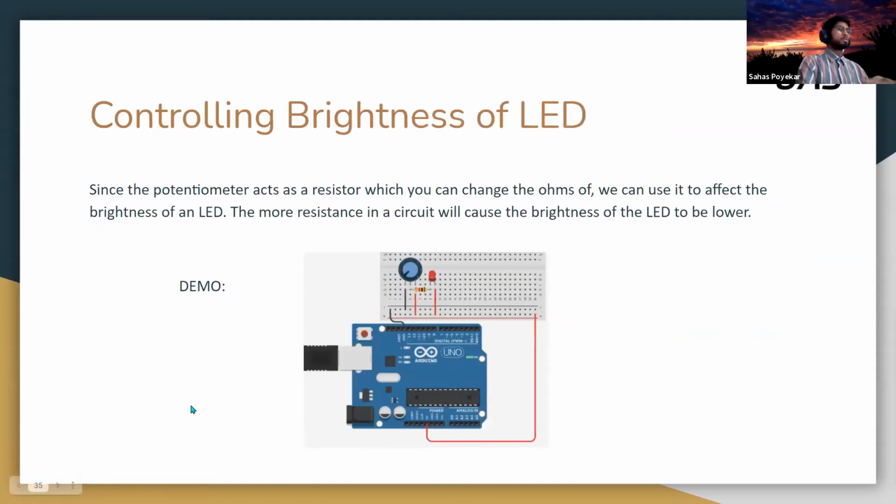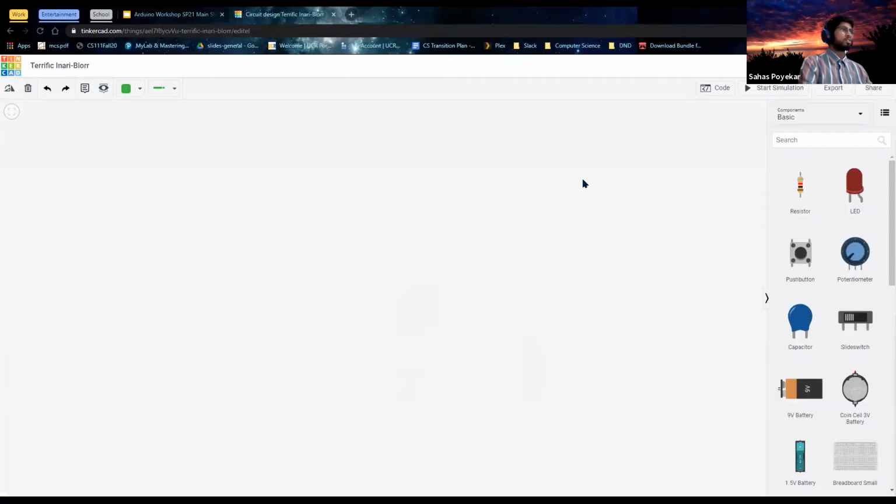So now we're going to move on to a demo in Tinkercad where we're going to use the varying resistance of a potentiometer to control the brightness of an LED. If you have the physical pieces of the Arduino in hand, you can use that. If not, we can use Tinkercad to design it.